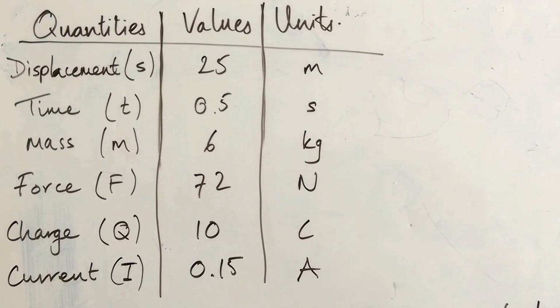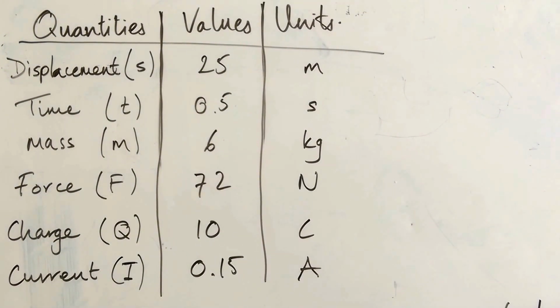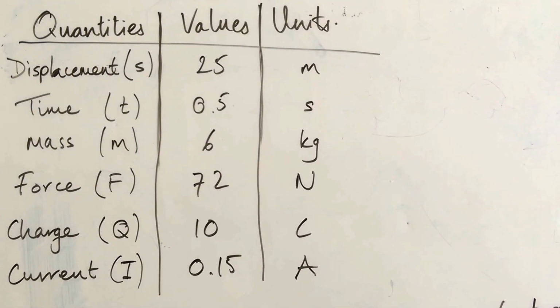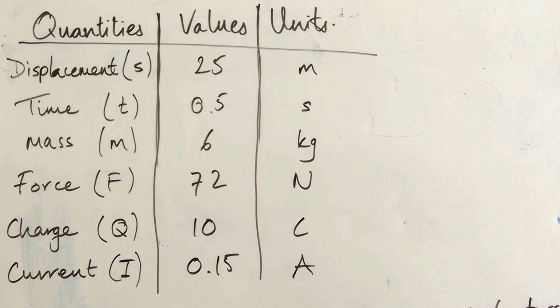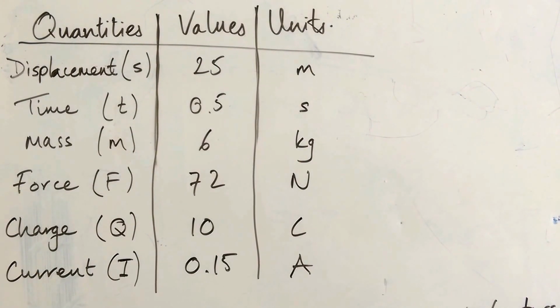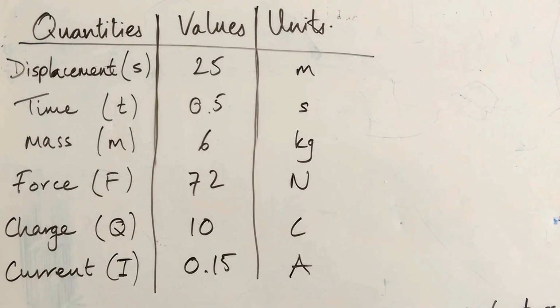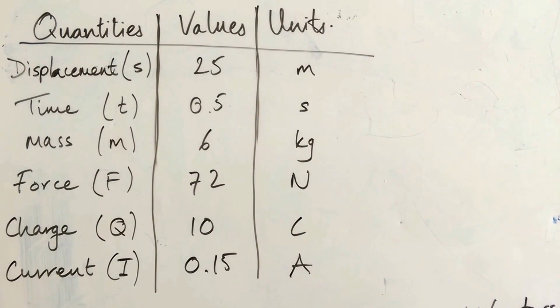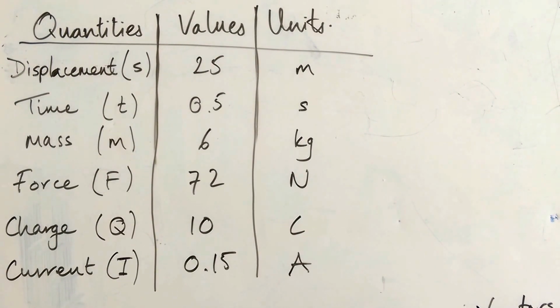The value is the measured or calculated number that corresponds to that quantity. And you can see I've just made up a list of different numbers to illustrate that. The units are what they are measured in. For example, displacement is measured in meters. Time is measured in seconds. Mass in kilograms, force in newtons, charge in coulombs, and current in amps.